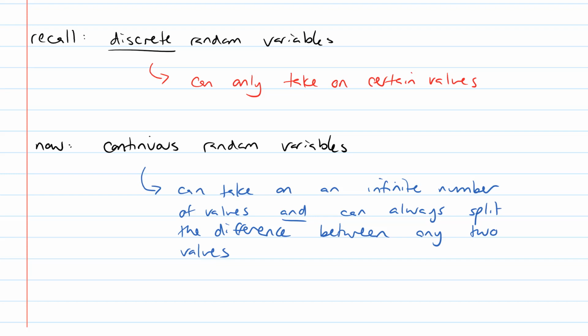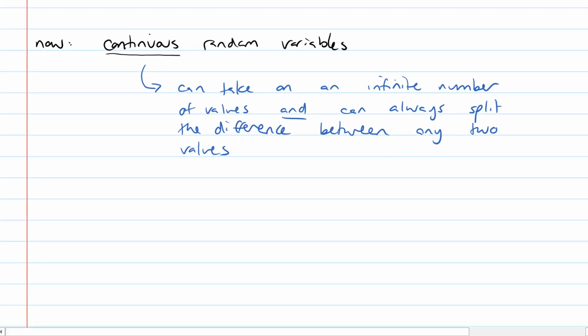And today we're going to look at the idea of continuous random variables, where you can take on an infinite number of values and, at least in theory, can always split the difference between any two values. So let's write an example.